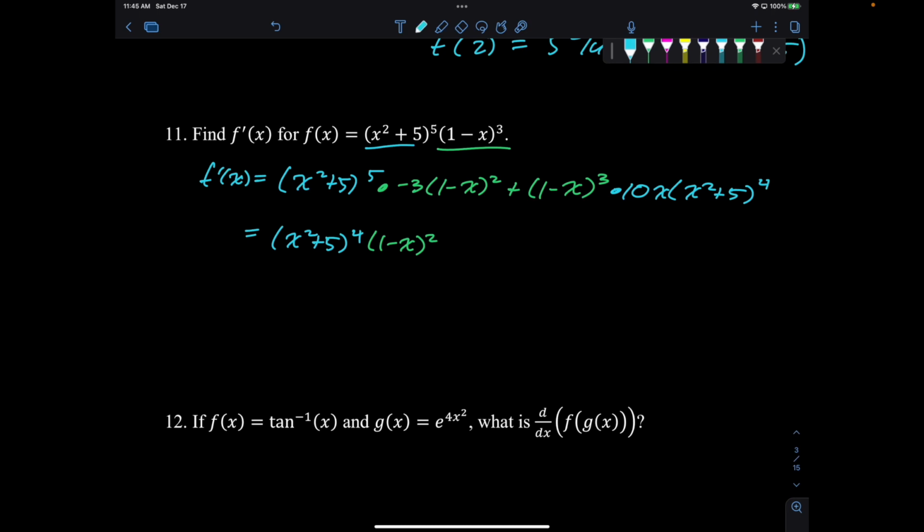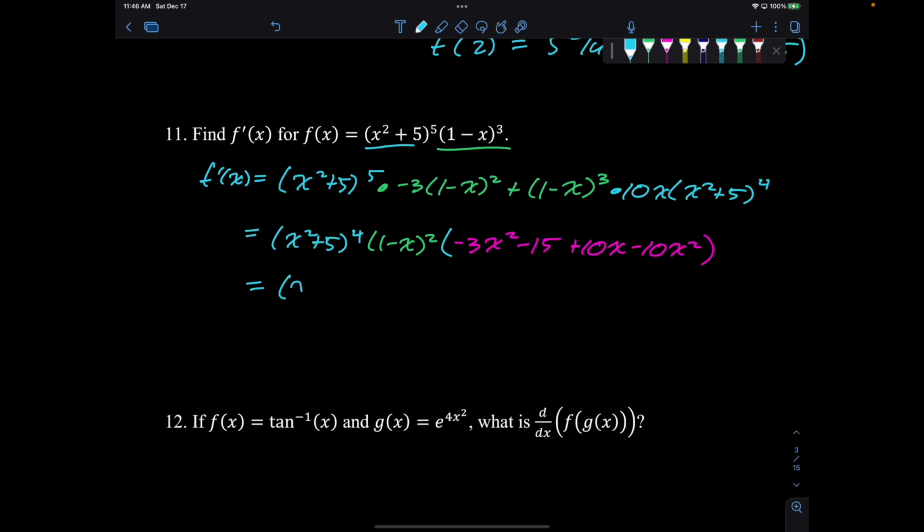And then we are left with, should I just use a totally different color? There's a negative 3 and an x squared plus 5. So negative 3x squared minus 15. And then in this part, I took out, there's still one of these left, and there's still a 10x. So we're going to multiply those and get plus 10x minus 10x squared. And let's write our final answer in only one color.